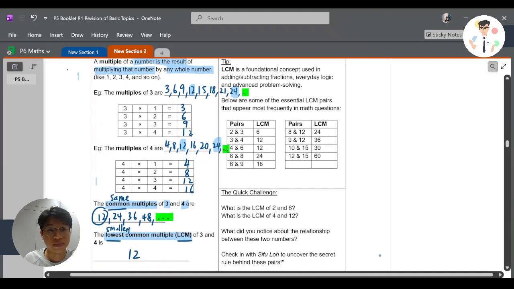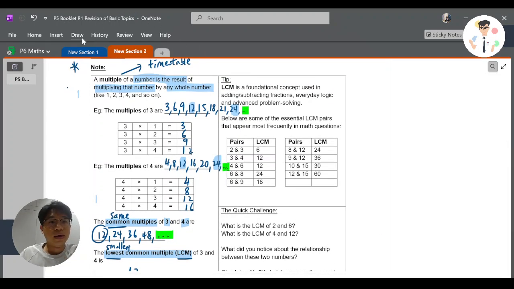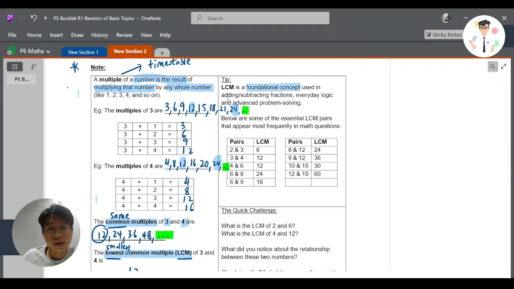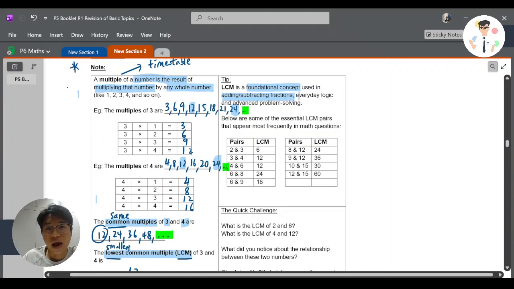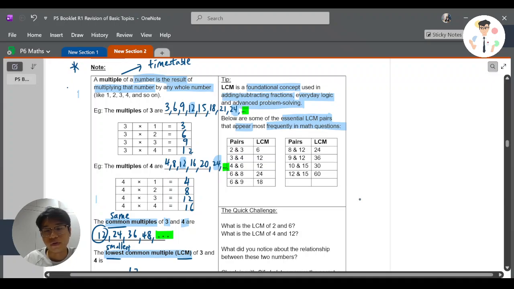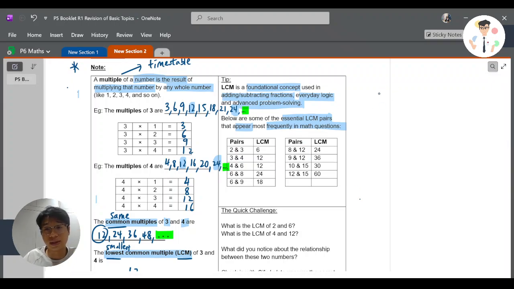So let's look at some tips here that are very important. LCM is a foundational concept used in adding and subtracting fractions, everyday logic, and advanced problem solving. Here I have given you some essential LCM pairs that appear most frequently in math questions. For example, 2 and 3, the LCM is what? 6. Of course, we don't need to memorize everything, we can list down by ourselves, but these are common ones that are good to remember. 2 and 3, the LCM is 6. 3 and 4, the LCM is 12.